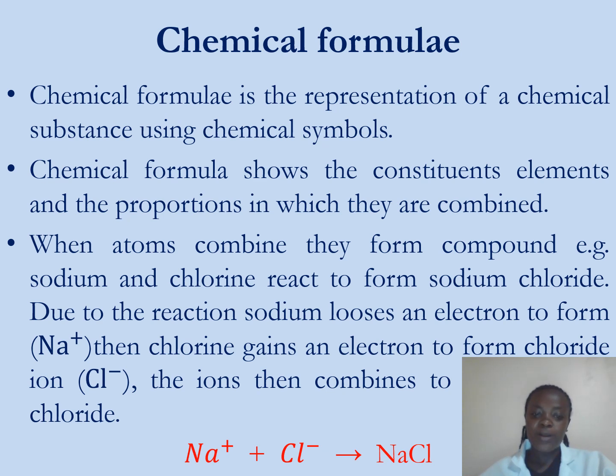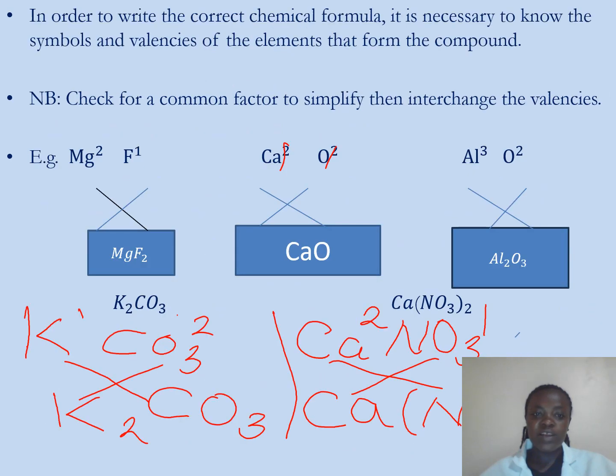So during this reaction, sodium will lose an electron to form sodium ion. Then chlorine gains an electron to form chloride ion. These two ions will combine to form a compound known as sodium chloride. So this is the reaction between the sodium ion and chloride ion. They combine to form sodium chloride. These are the symbols of sodium ion and chloride ion, then this is sodium chloride. That is an example of an equation.